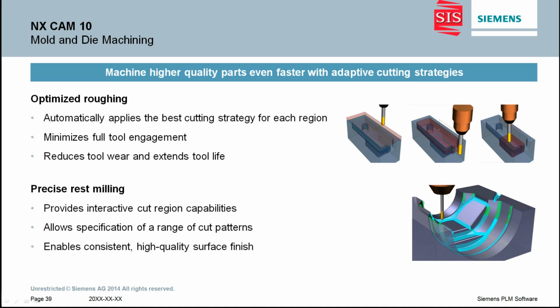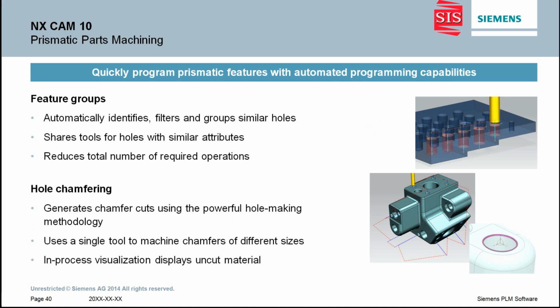The enhanced rest machining capabilities offer better tool life and higher quality surface finish. The interactive cut region control functions have been extended to cover flow cut, the valley rest milling operation, and specify a range of cut patterns for steep, shallow, and flat areas. To ensure that the best cutting method is used for each area, you can preview, change, and reorder the regions before generating tool paths. You can quickly and reliably program even the most complex molds and dies.